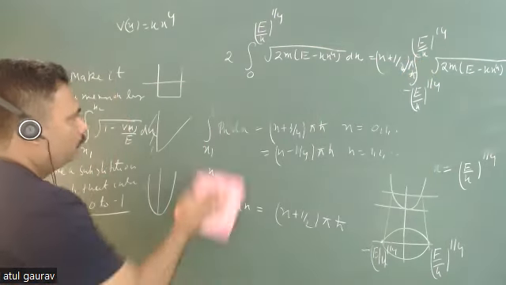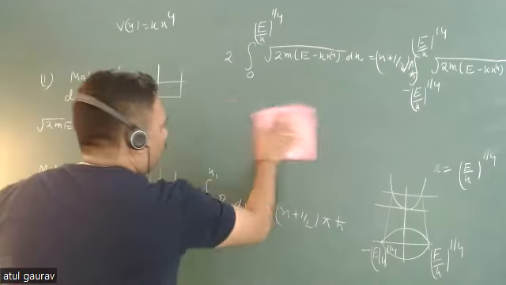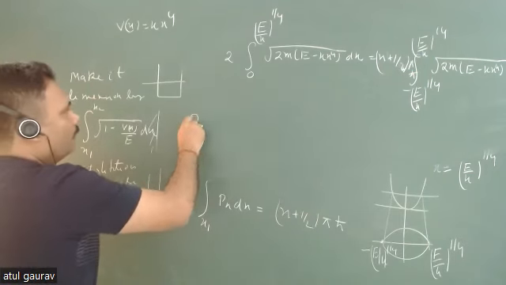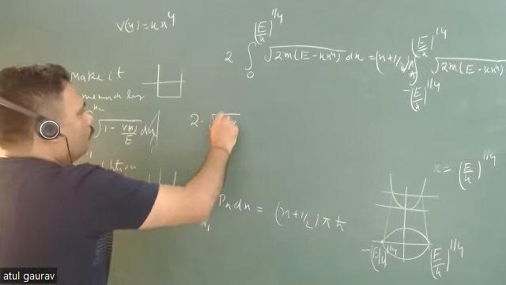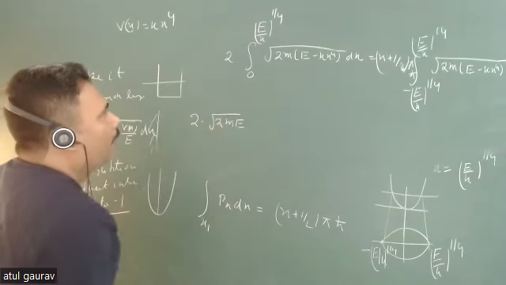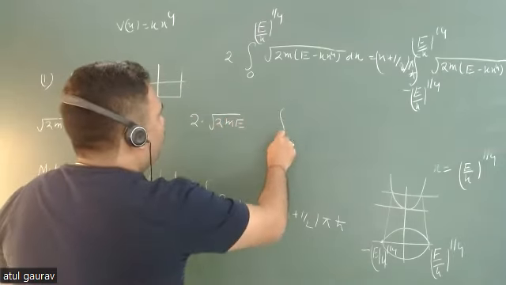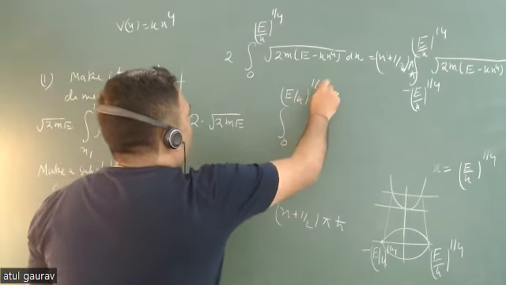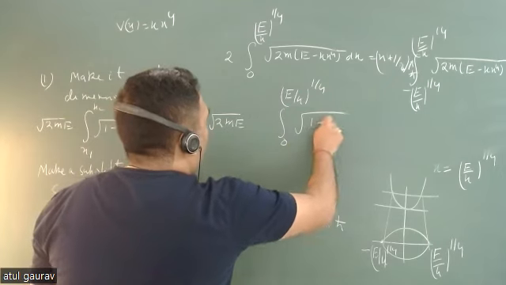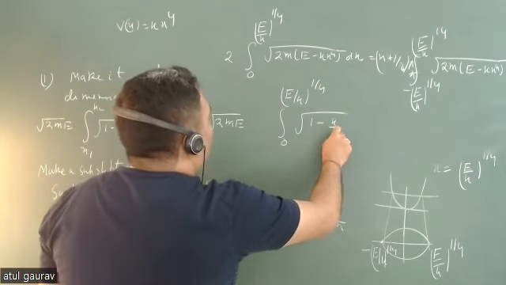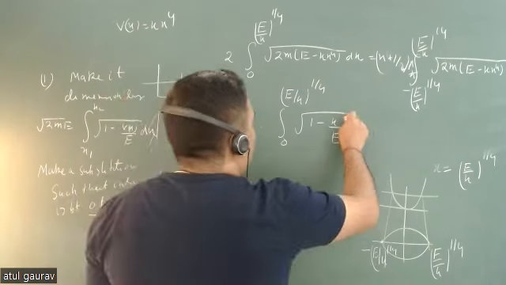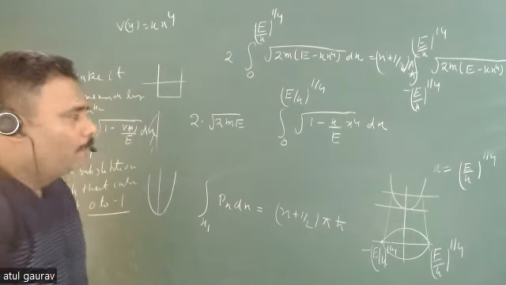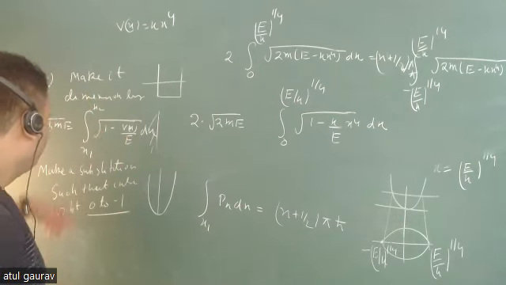What will you do, tell me? How will you do this integration? It has been done many times, not once or twice, many times. You will just take 2 into root under 2mE common, and your integration is 0 to (E upon k) to the power 1 by 4, and you have 1 minus (k upon E) x to the power 4 dx. What will be your substitution such that you will go from 0 to 1?